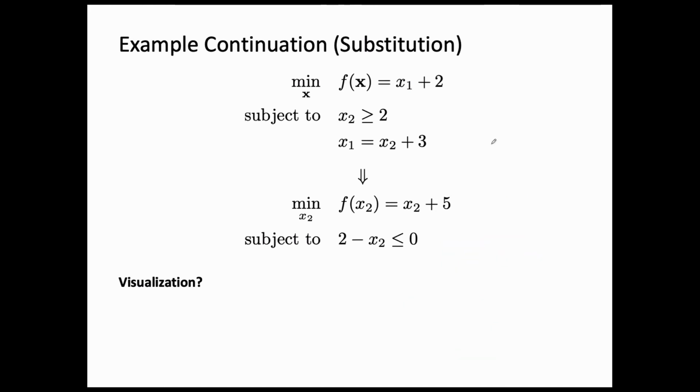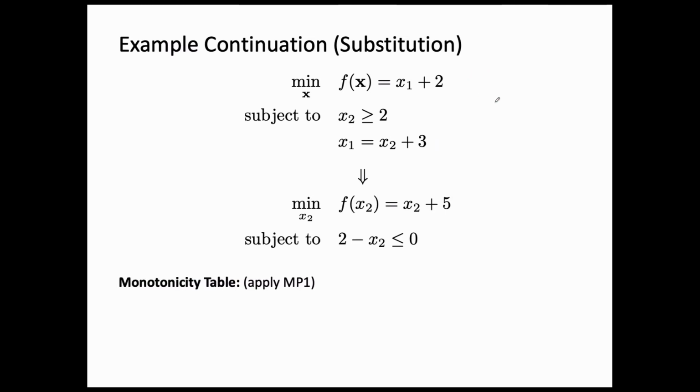Now let's go back and solve for what x1 is. Knowing that x2 is equal to 2, we can then calculate that x1 is equal to x2 plus 3, or 2 plus 3 equals 5. And then we can also calculate what the value of the objective function is at the optimum point. And that's going to be f of x is equal to 5 plus 2, or 7.